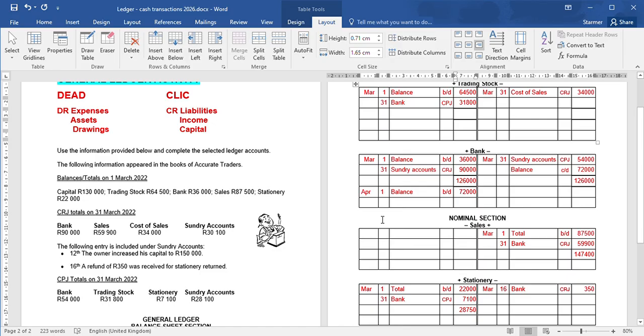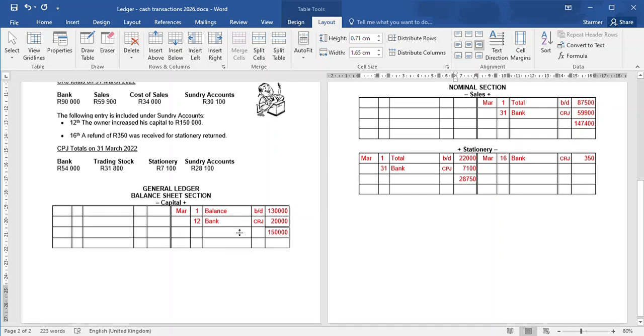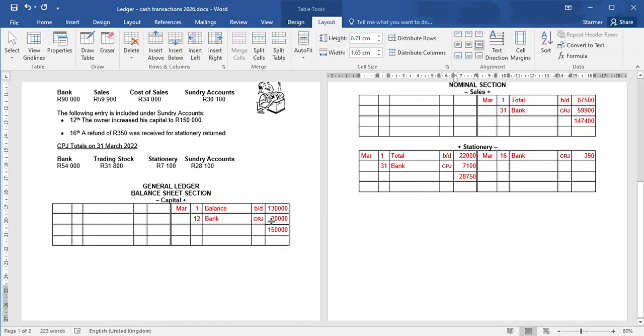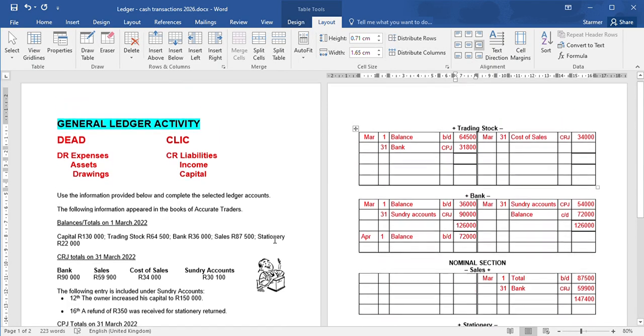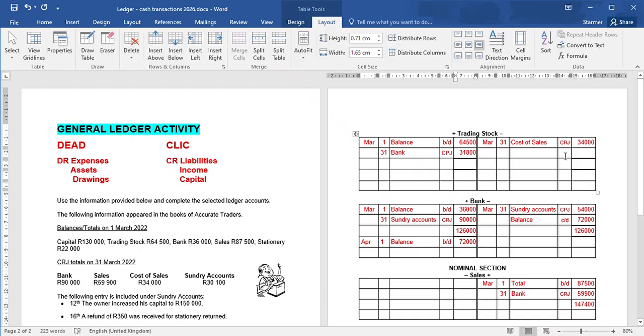Okay, the last thing we need to do now is add up and balance our accounts. If you've got stuff on one side of the balance sheet section only, you just write the total. Please remember to leave these details, columns, and dates and so on empty next to any total of a ledger account. Now we come to trading stock. We've got things on the debit side and on the credit side, which means we need to balance the account.